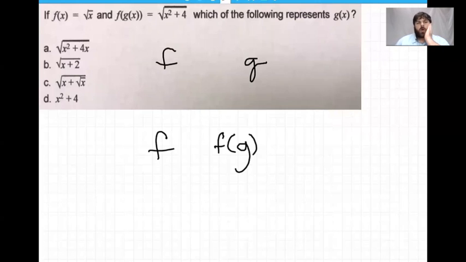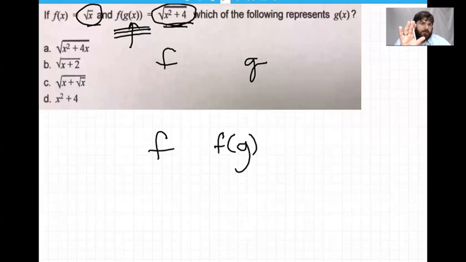Okay, so how does f change, right? You notice how we see that g was shoved inside of f. So f was just the square root function. So what they did was they took that and they replaced that x that was inside the square root that we had right here, and they replaced it with this x squared plus 4. That means g was x squared plus 4. It's the thing that they shoved inside of f.